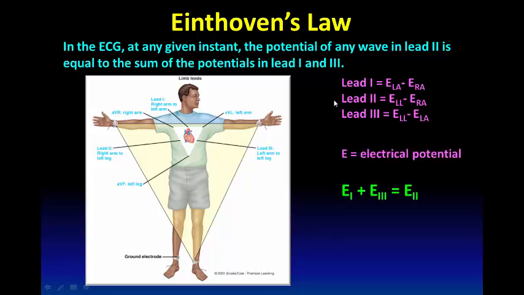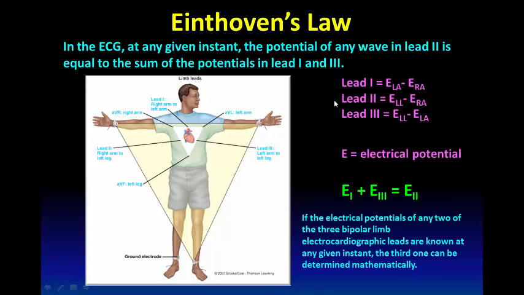This law states that at any given instant, the potential of any wave in lead 2 is equivalent to the sum of the potentials of the same wave in leads 1 and 3. So the voltage again of any wave in lead 2 is equal to the sum of the voltages or the potentials of the same wave in leads 1 and lead 3.